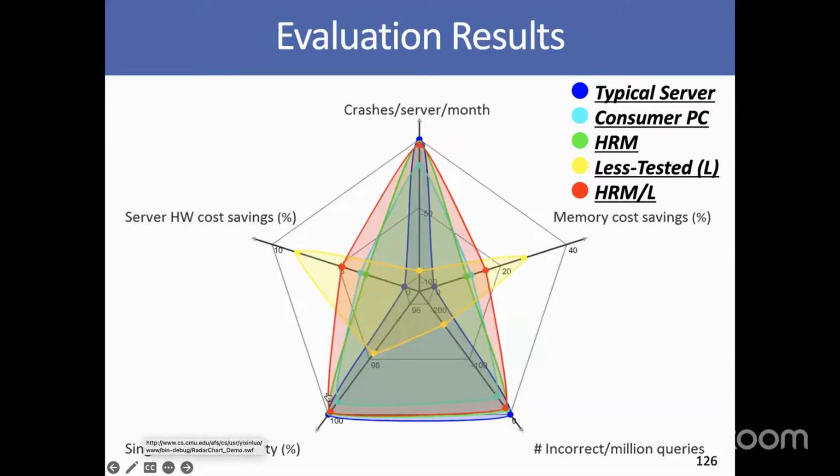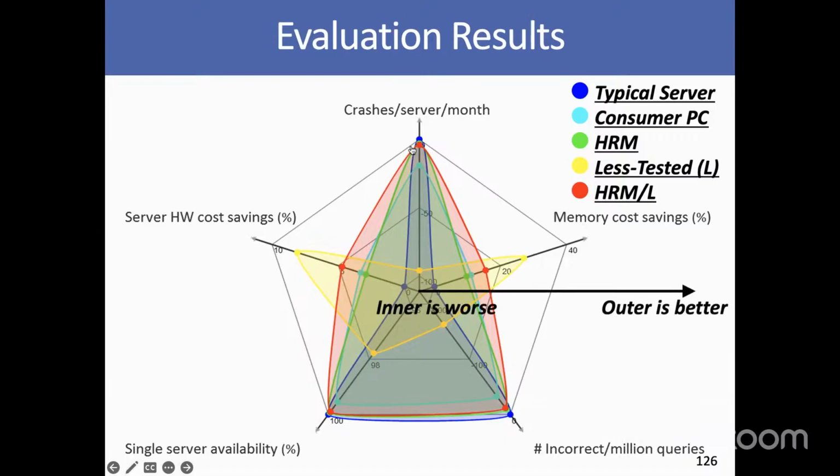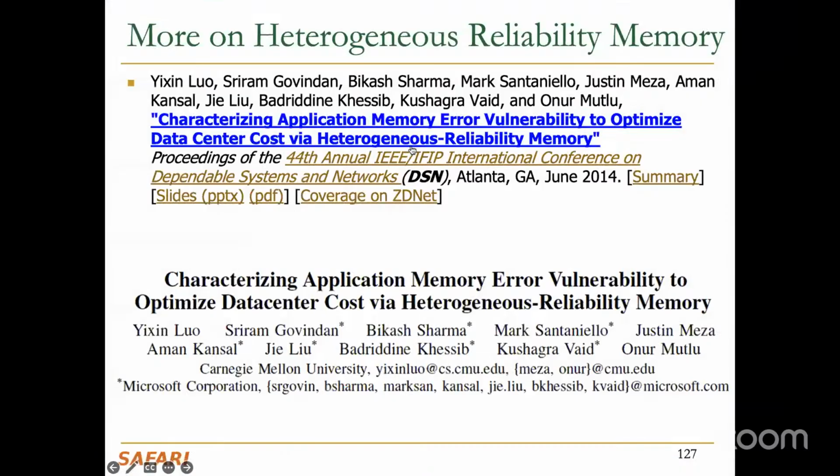And if you look at this, I think we make the argument in the paper that this heterogeneous memory with less tested chips actually achieves a good balance compared to a typical server. A typical server is actually very costly, whereas you get a lot more cost savings while not reducing availability and not adding too many incorrect queries in critical parts of the application. Okay, that's one of the papers.